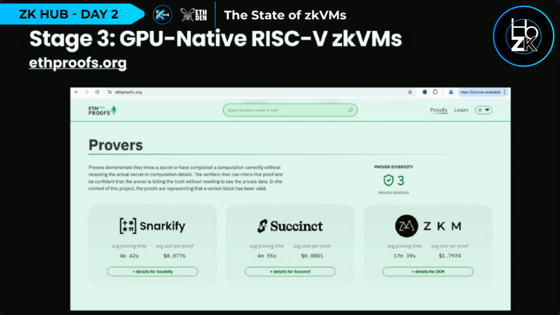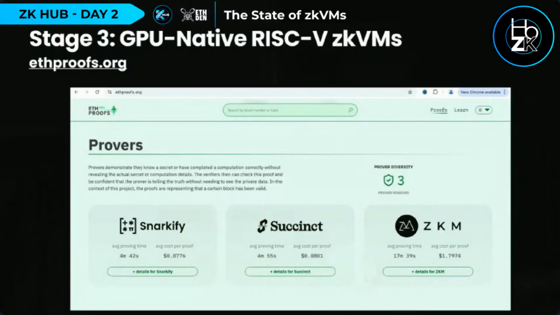It's worth noticing that we are proving real EVM blocks from Ethereum layer 1. That's like production level blocks. People are doing transactions on them. So we can already use current state-of-the-art zkVMs to prove them. The problem is, if you look at the proving time, it's over 4 minutes right now. For zkVM, it's over 17 minutes.